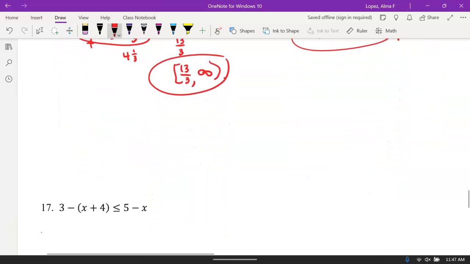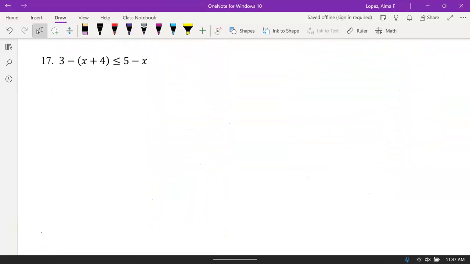And I've got one last exercise for you, and we will be done with 17. I'm going to start out exactly the same way. I'm going to distribute that negative onto that parentheses. So we have 3. A negative 1 times x is a minus x. A negative 1 times 4 is a minus 4. 5 minus x doesn't need anything. But I notice immediately that on the left, I can go ahead and combine the 3 and the negative 4. I'm going to bring the negative x down, and then 3 minus 4 is minus 1.